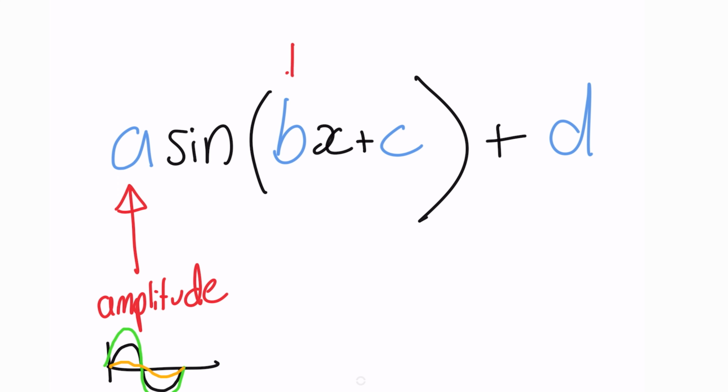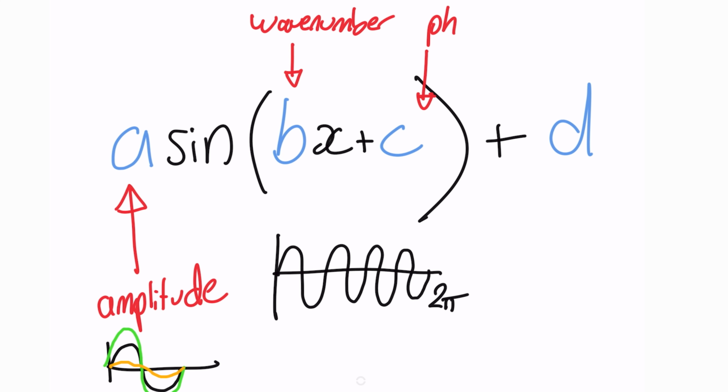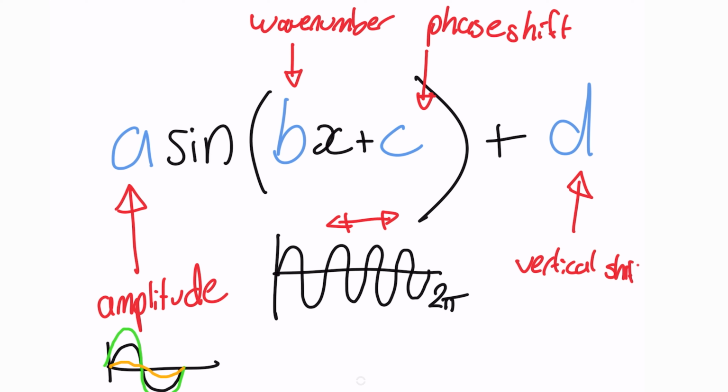The B I call the wave number. This represents how many waves fit in between 0 and 2 pi. For example, if the wave number was 4, I would know that 4 waves occur between 0 and 2 pi. C I call the phase shift. This moves the graph either left or right, and I'll show you how we figure that out later on. And finally, the last shift is vertical shift. And this moves the graph either up or down.